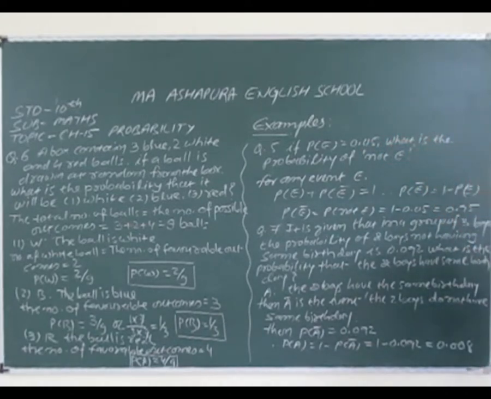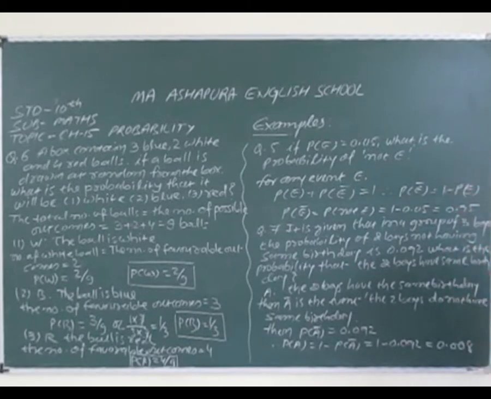Now the value of P of E, which is equal to 0.05, is given. So put the value in the equation and we get P of E bar, that means P of not E, is equal to 1 minus 0.05, which is equal to 0.95. 1 is the integer minus 0.05 decimal, and finally we get 0.95. Thus, the probability of not E is equal to 0.95.